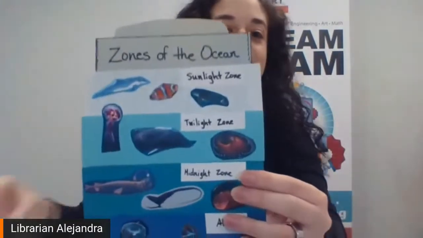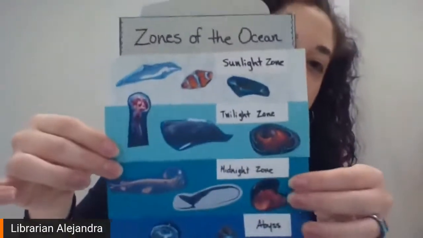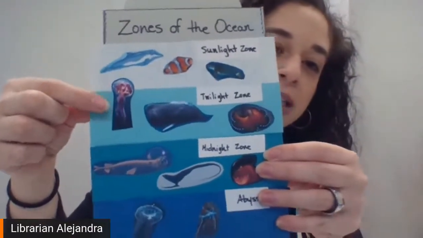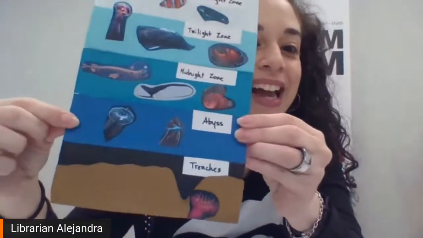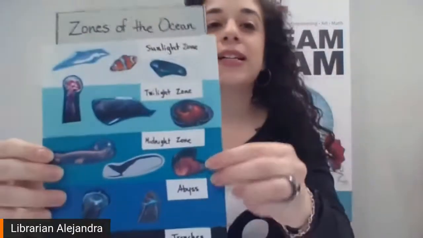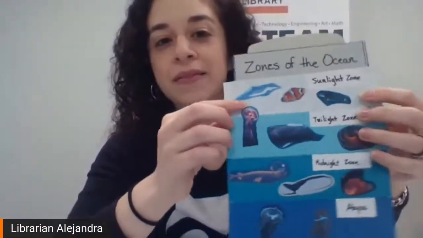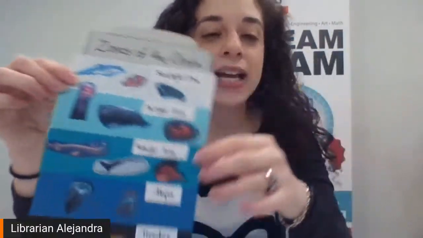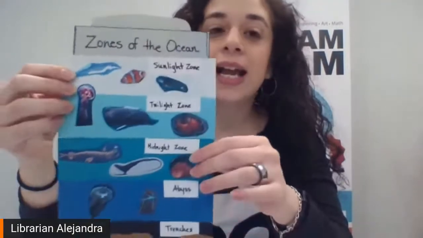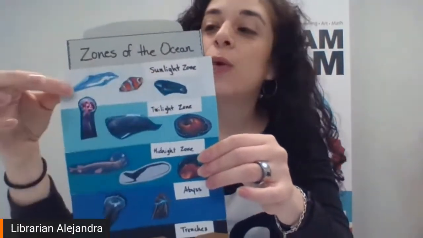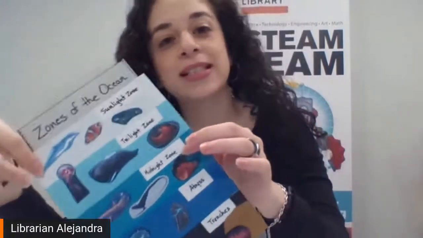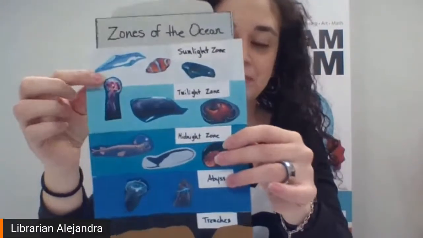So we have these different zones of the ocean. There's the sunlight zone, the twilight zone, the midnight zone, the abyss, and the trenches. Right, so the sunlight zone is kind of the main zone where we see all our fun animals that we love from the ocean. And it is the zone that gets the most sunlight, hence the name, where plants can grow. So this is where you'll see the seaweed, the anemones, stuff like that.